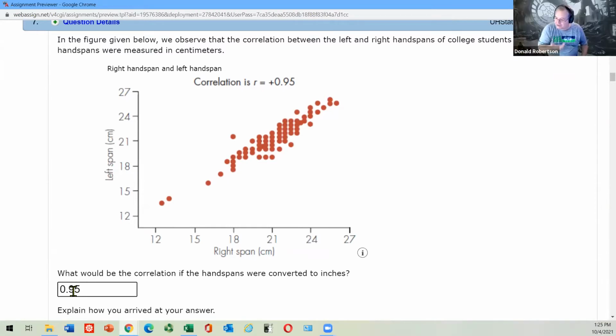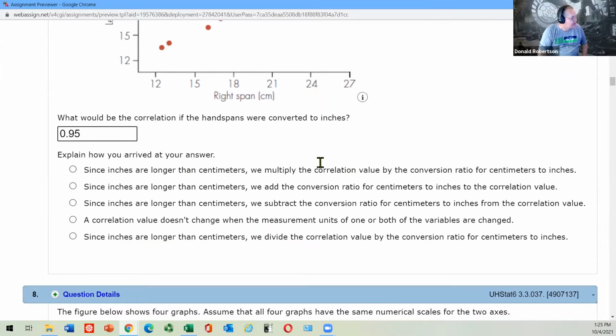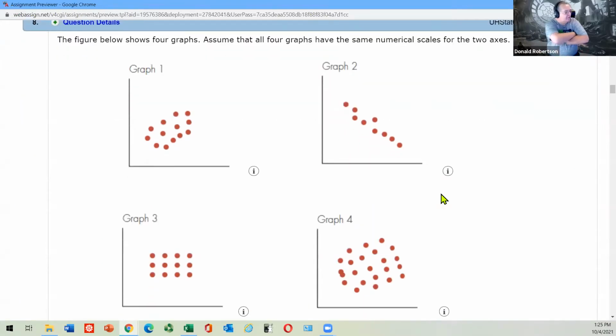But independent of units, it's another one of those questions. Explain how you arrived at that answer. I'll let you figure it out. Oh, I like this question. I've done it with other classes.